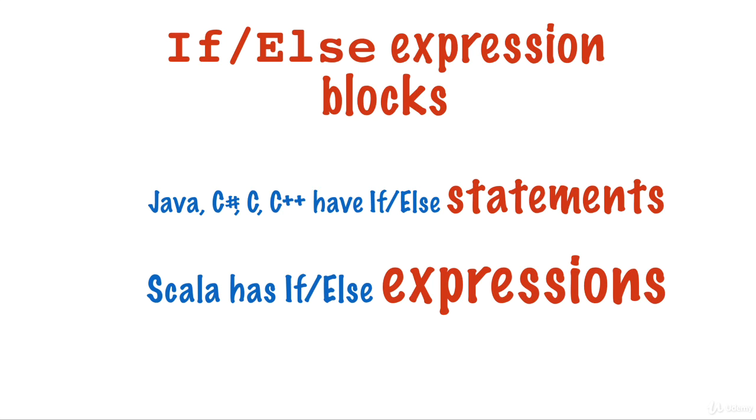This bears repeating. Java, C Sharp, C and C++ have if-else statements. Scala has if-else expressions. If you're wondering whether any other important programming language has if-else expressions, well, the answer is there is one, and that is Microsoft Excel. You might laugh, but most powerful spreadsheet packages are actually fully fledged functional programming languages in their own right. And to that extent, it is no coincidence that Scala and Excel share this similarity. Both of them are big on functional programming.